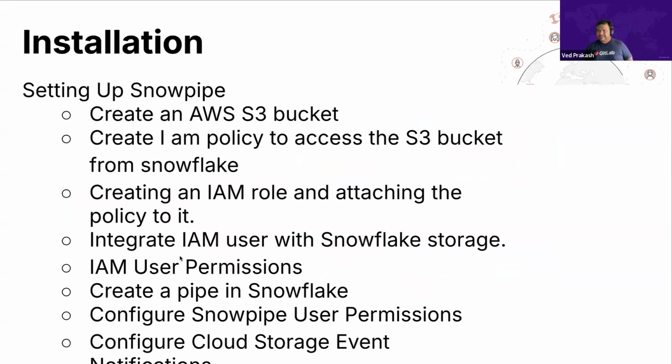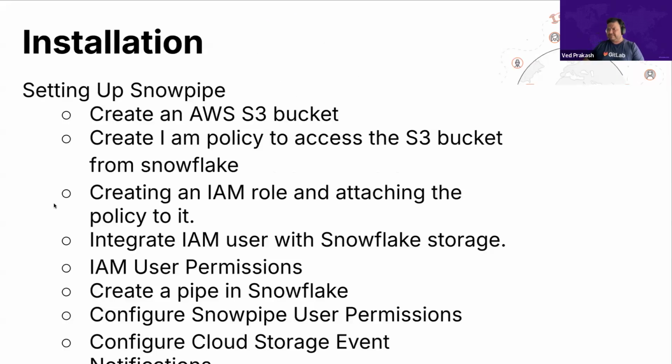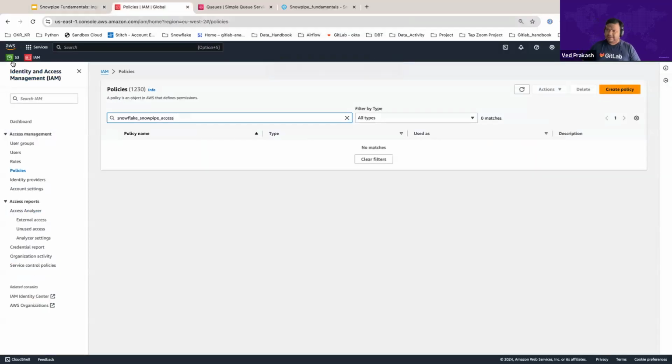So with this, we move towards the installation. And over here, we will practically create all the settings required to set up a Snowpipe, that is creating an AWS S3 bucket, creating an IAM policy to access the S3 bucket from Snowflake, creating an IAM role, and all the other steps mentioned in this slide. So with this, I would like to pause the slide presentation and go to S3.